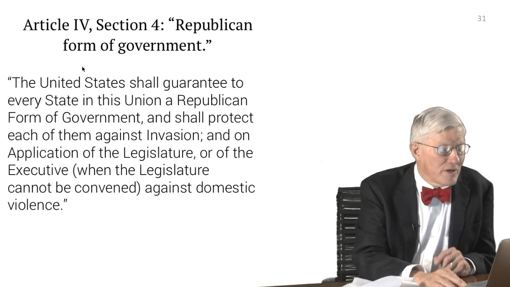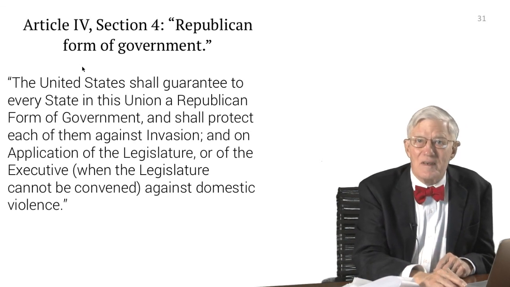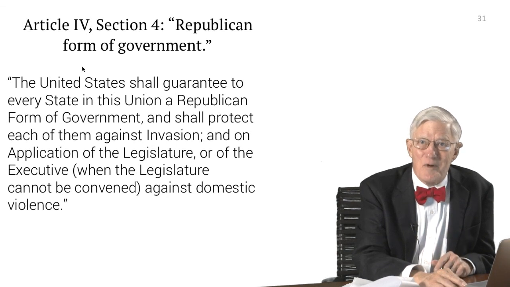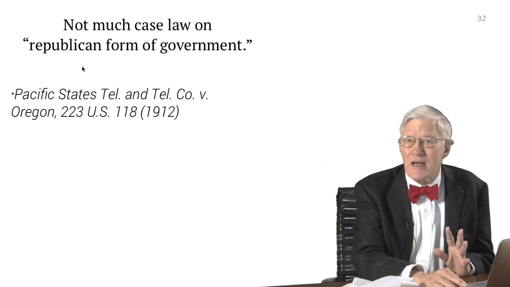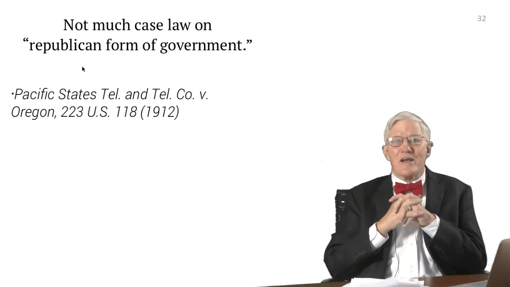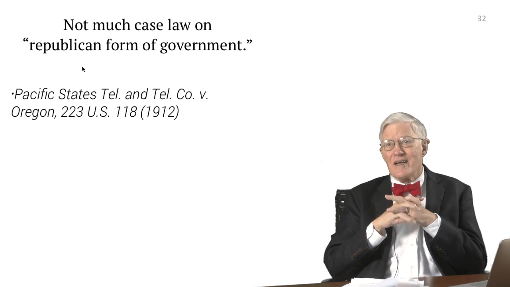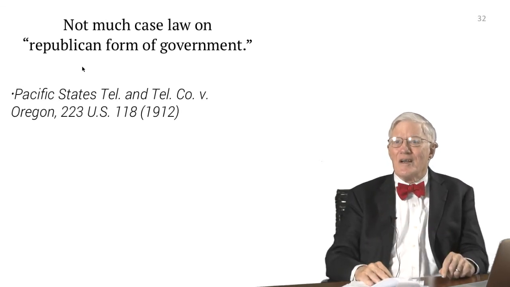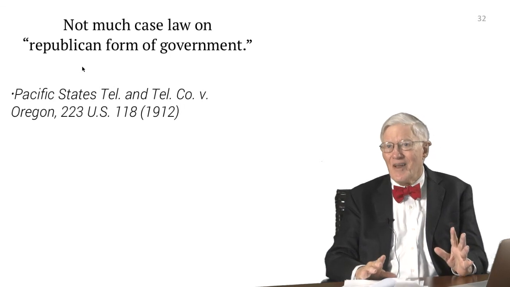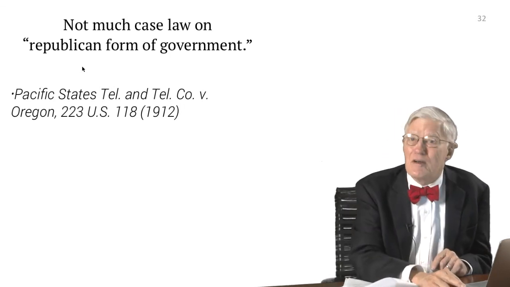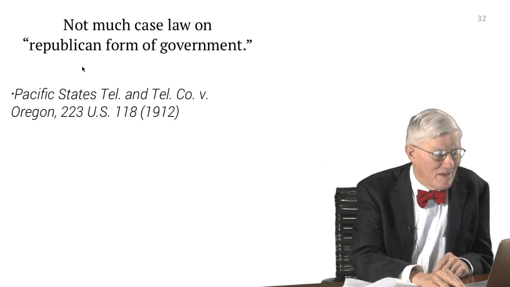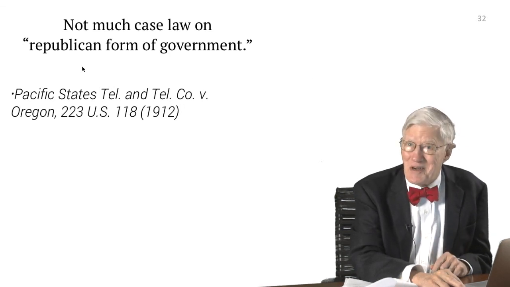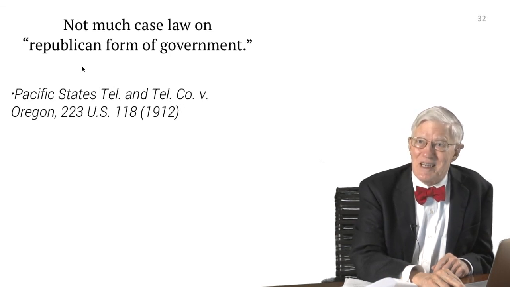I mentioned earlier the Republican form of government. It actually appears in Article 4, Section 4. The only significant case we've got is from Oregon, decided in 1912, and it held that forms of direct democracy, where people get to vote directly and not through their representatives, are not in violation of the Republican form of government provision in our federal Constitution. As I've said, my hunch is that you're going to have to deal with this further as you advance in law practice.